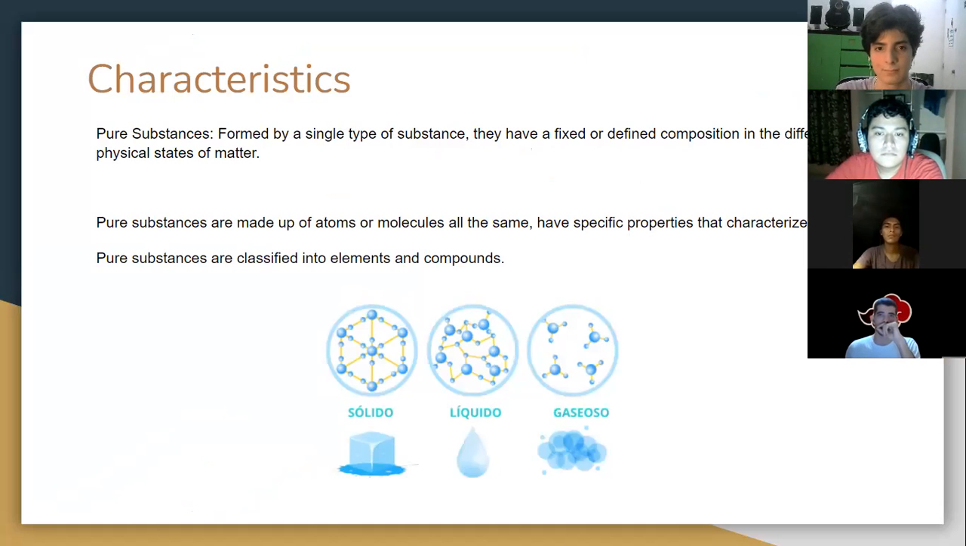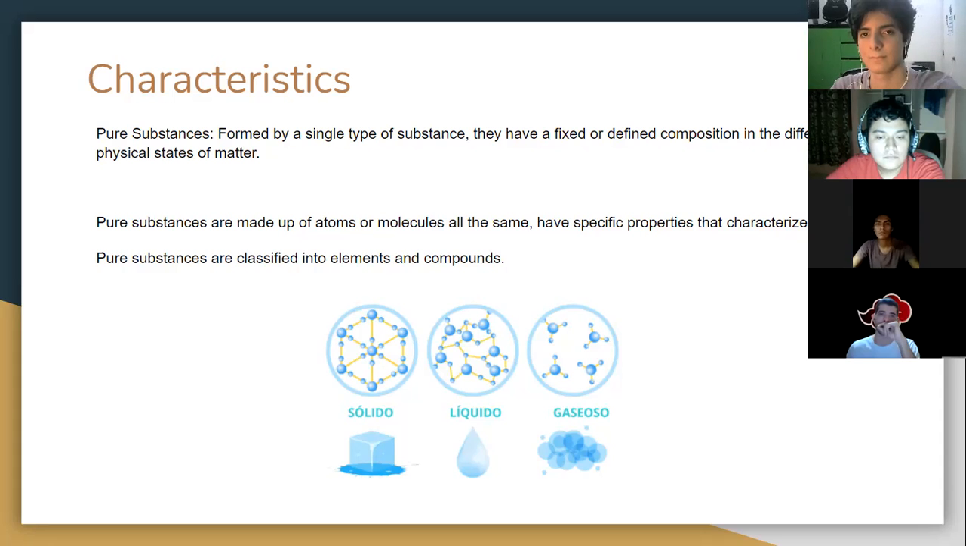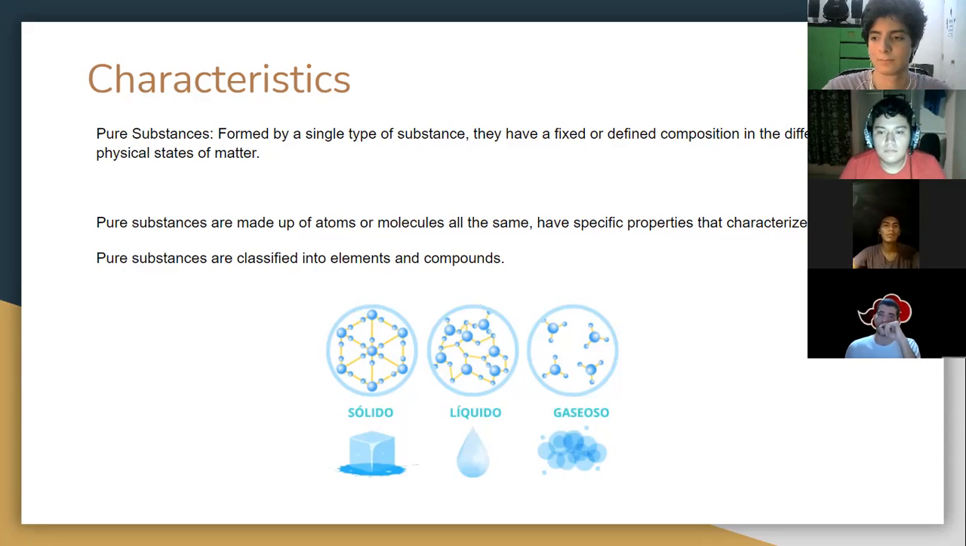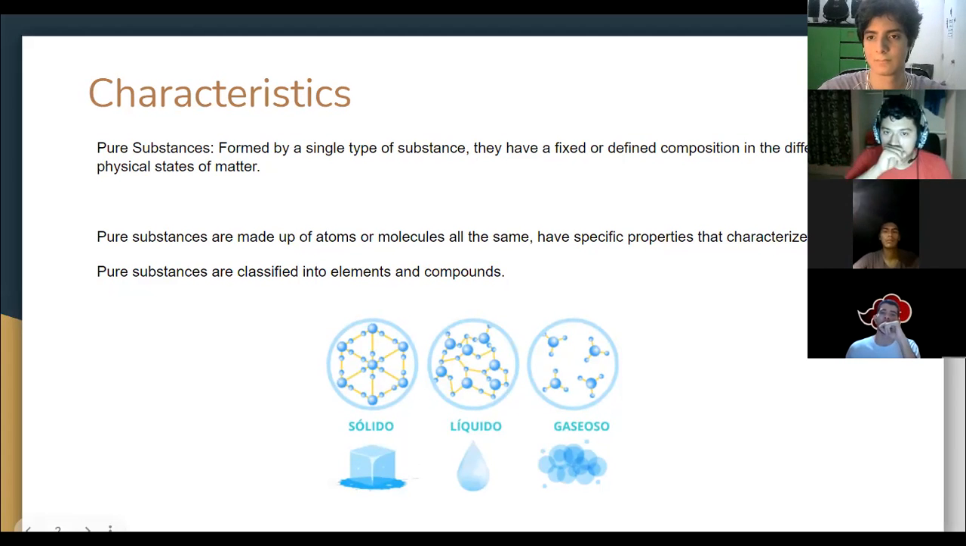The characteristics of pure substances: they are formed by a single type of substance. They have a fixed or definite composition in different physical states of matter, like liquid, solid, and gaseous. They present characteristic properties such as specific and constant boiling temperature, or density. Pure substances are made of atoms or molecules that are all the same. They have specific properties that characterize them and cannot be separated into other substances by physical procedures. Pure substances are classified into elements and compounds.